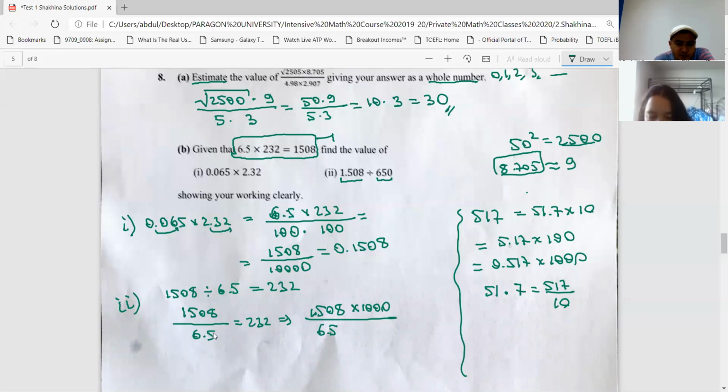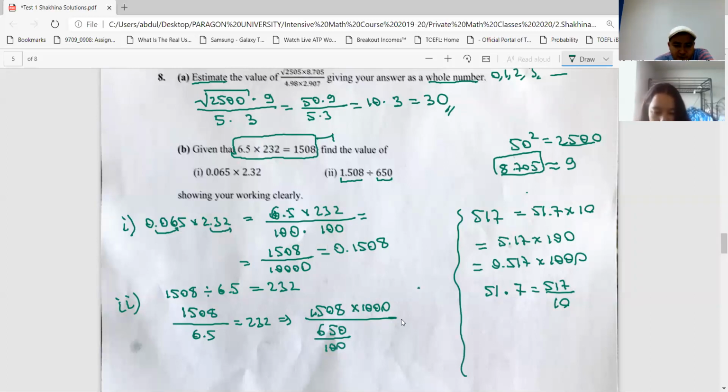And how about this 6.5? Here it is 650. I want to write it as 6.5, and here we have 650. How can I write 650? I need to move the decimal point to the right. We moved 2 digits to the right, so I should divide this by 100 then.